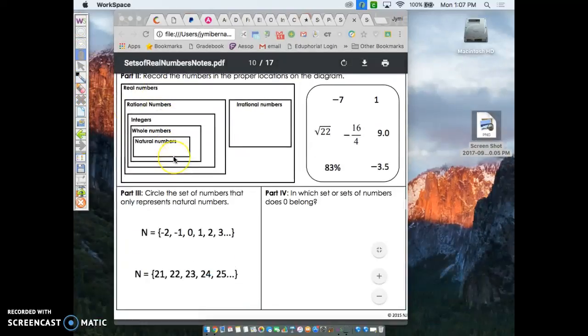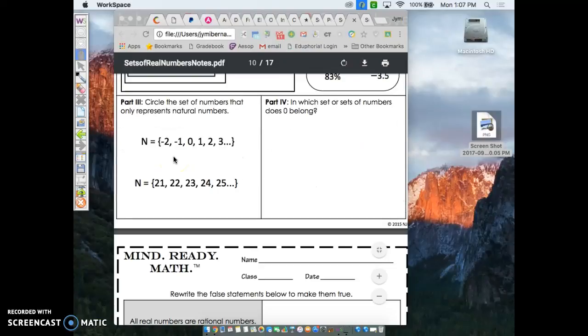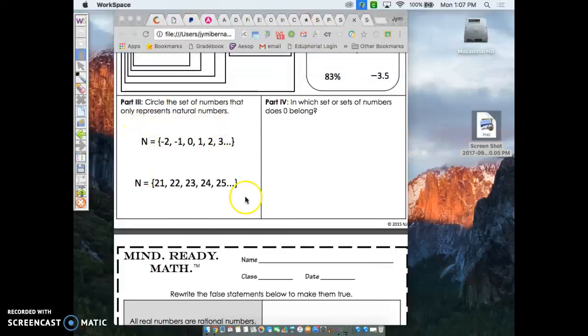Part 3 says circle the set of numbers that only represents natural numbers. So it's going to be one or the other. Either this first set or this second set will represent only natural numbers. And then part 4 says in which set or sets of numbers does 0 belong?